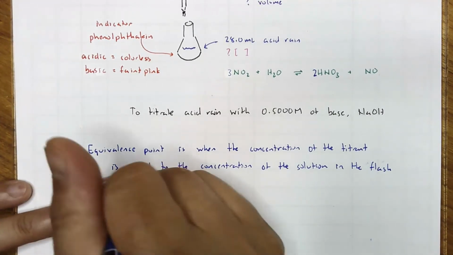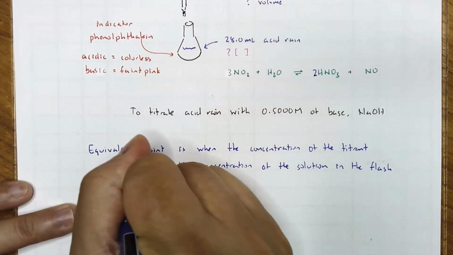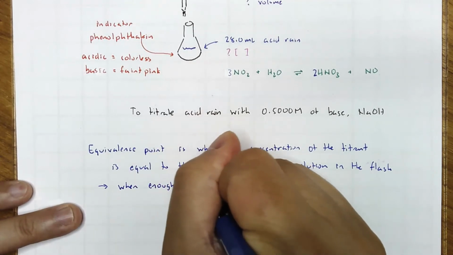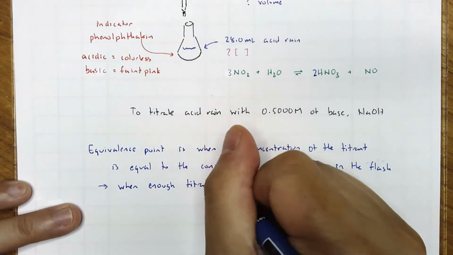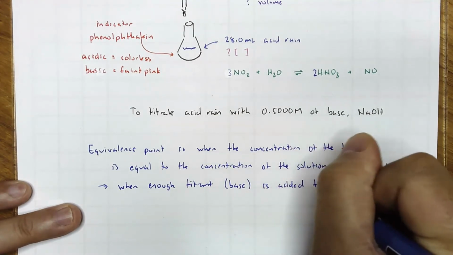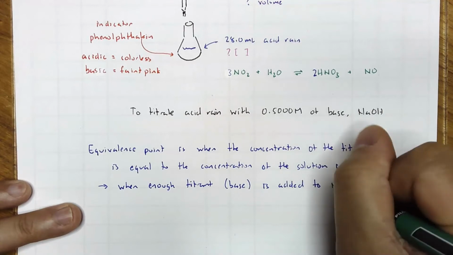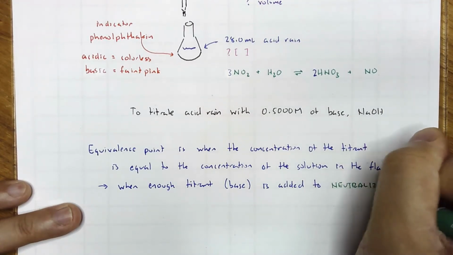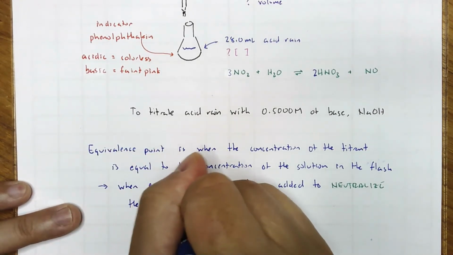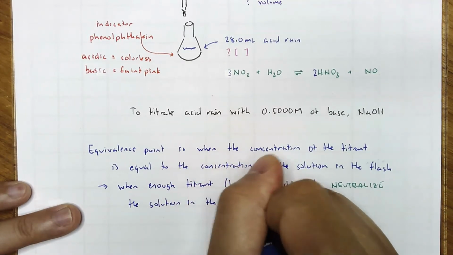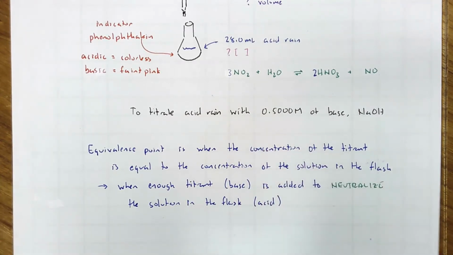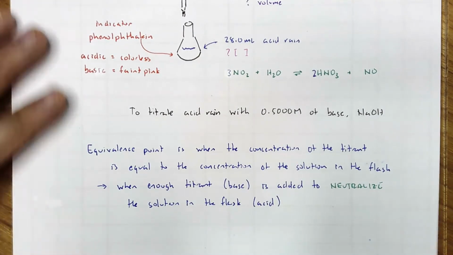How about this? This is a better definition. When enough titrant, and in this case it's the base, when enough base is added to, the keyword is neutralize, to neutralize the solution in the flask, and now in the flask, that's where your acid is. Okay, let's keep that in mind.